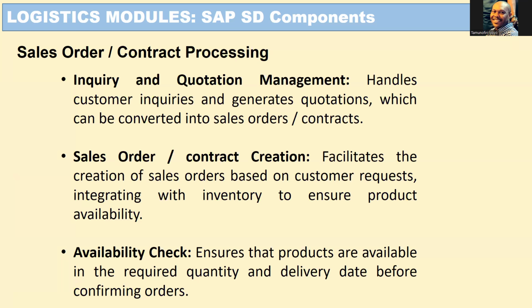Also, at this point, there is what they call the availability check. For instance, if a sales order is raised, it ensures that the products are available to be delivered. If the products are not available to be delivered, there is no way it will let you create that sales order, because you wouldn't be able to fulfill the order.